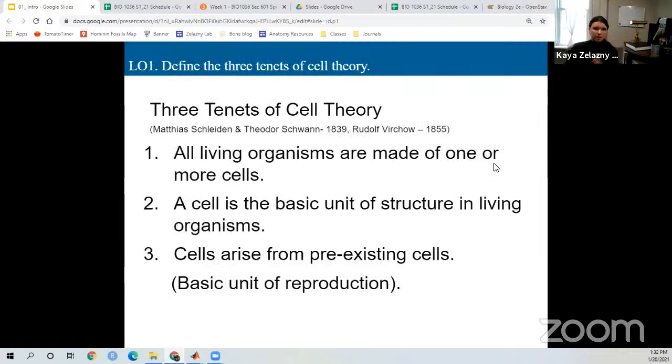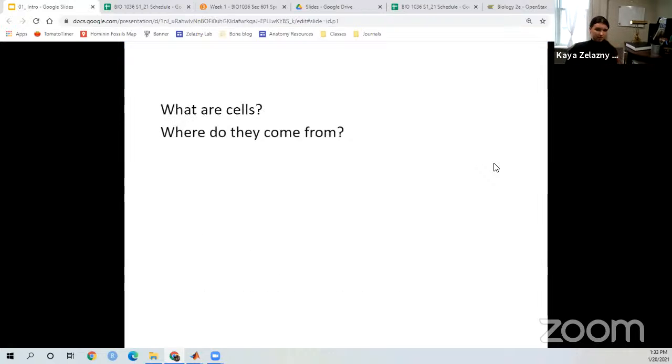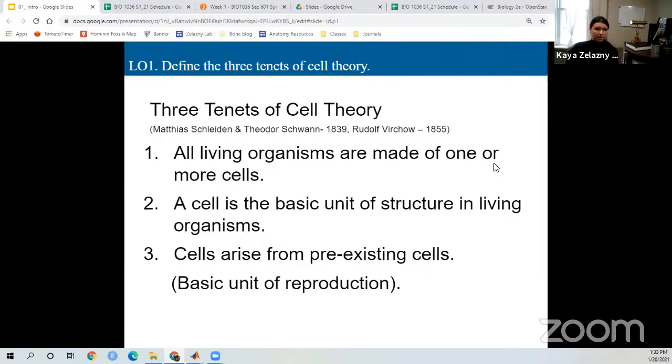Okay. So the basics of the answers to these two questions, right? What are cells and where do they come from? Are something called the cell theory. So a tenet is like a rule. So there are 3 tenets of cell theory. And here they are. So the first is that all living organisms are made of one or more cells. So if we say something is alive, it has at least one cell.